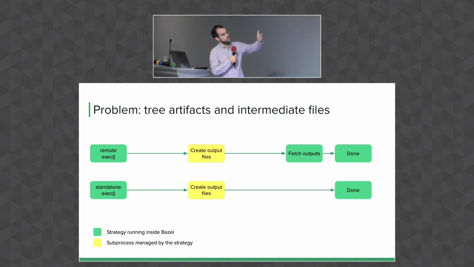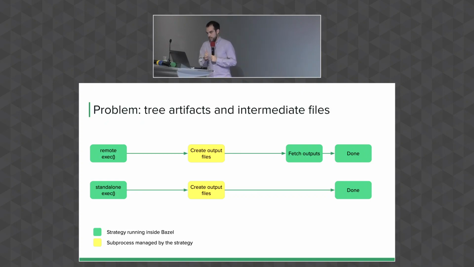Here, we have the two cases, right? We have remote execution and standalone execution, not sandbox anymore. We are looking at standalone because that's where the problem lies. If it's sandbox, we wouldn't have this problem. These strategies start your process. Your process will create some output files in a directory. And then for the remote case, we fetch all of them and we put them in their place. And for the local case, we just wait until the process is done, and that's it. Just for clarity, in this page and the following, yellow is your sub-process, and green is all Bazel code.